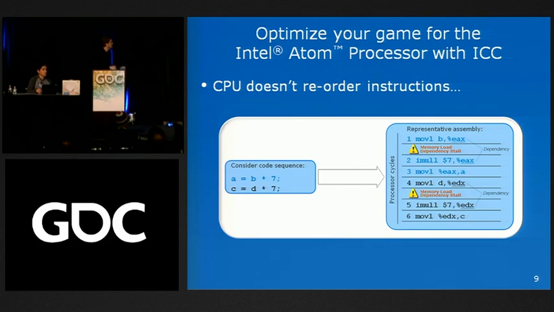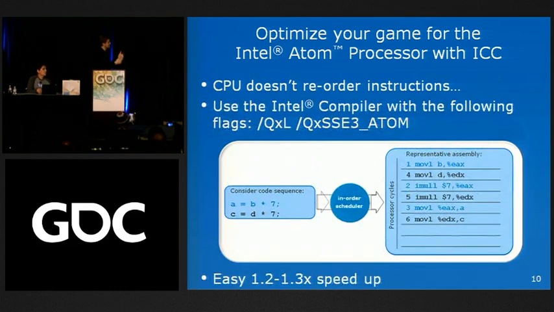Normally on a full-size core, it would see that stall and start shuffling around the instructions for you and say, okay, I could load B and D at the same time and wait for those to come in and then do the multiplications. So you could go and order that by hand, but if you use the Intel compiler, it does a few things.